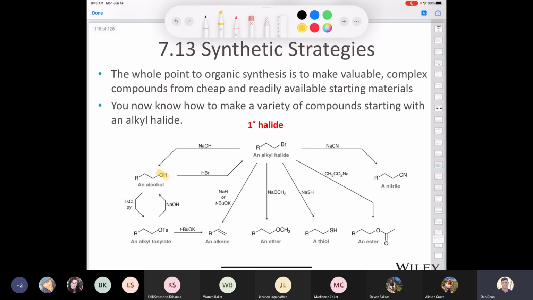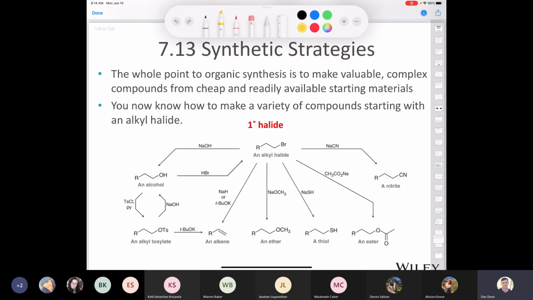We said we can convert the alcohol into a good leaving group, a tosylate, using tosyl chloride and pyridine. You could do an SN2 reaction with a tosylate because it's a good leaving group, just like an iodide or a bromide or a chloride. So you could make an alcohol that way.